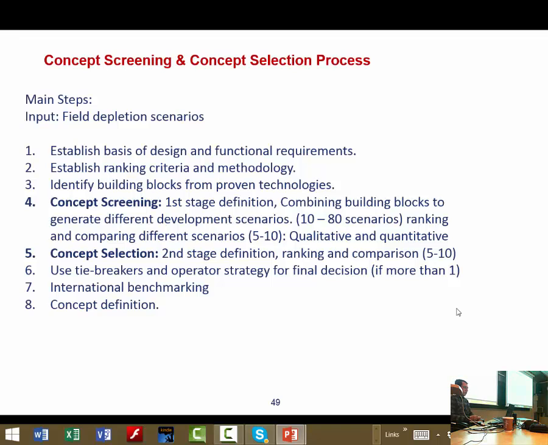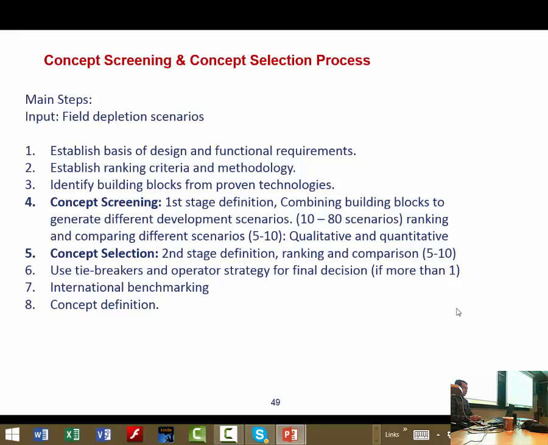So in the concept screening, the main input is field depletion scenarios made by the subsurface and drilling and completion team. Then we should establish the basis of design and functional requirements based on these depletion scenarios, as well as ranking criteria and methodology in order to compare different concepts with each other. After that, this team or workshop will identify basic building blocks from proven technology. For example, for the host unit, you know that for this water depth, you can have 3 different floating production units.